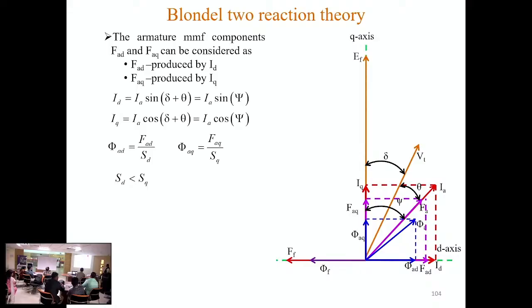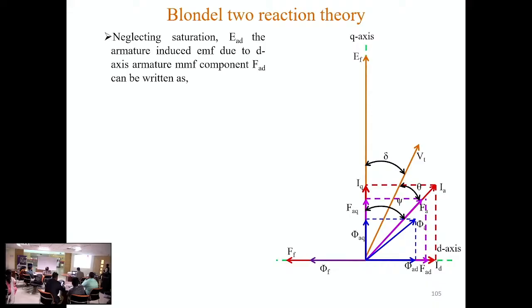So since SD and SQ are different, therefore FAD and FAQ are also not equal, and this ratio is also not equal. That is why we cannot draw FA and phi A along the same line. So hence FA and phi A are not in phase because they are facing two different reluctances along two different directions.